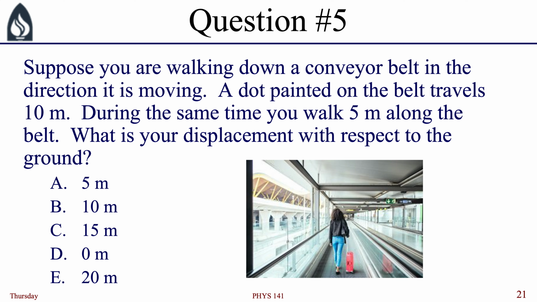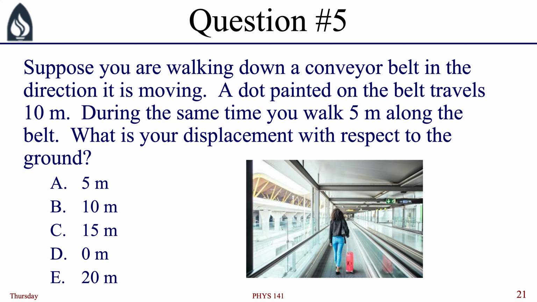Okay, so now that you have your answer, let's take a look at the options here. So you are walking down a conveyor belt in the direction that it's moving, and a dot painted on the belt travels 10 meters. So during the same time you're walking 5 meters along the belt. So if you think about your displacement, the displacement of the person who's walking along the belt, the displacement of the person with respect to the belt is 5 meters. You're walking 5 meters along the belt.